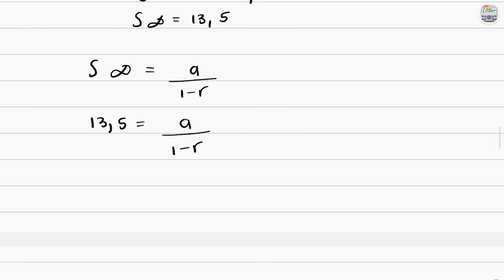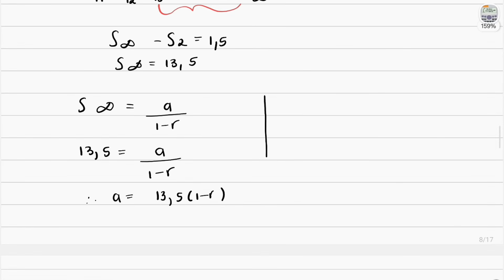And I'll just go ahead and make a the subject. So if I want a to be left alone, I need to get rid of this. So we can multiply both hand sides by 1 minus r. And so we have a equals 13.5 times 1 minus r.